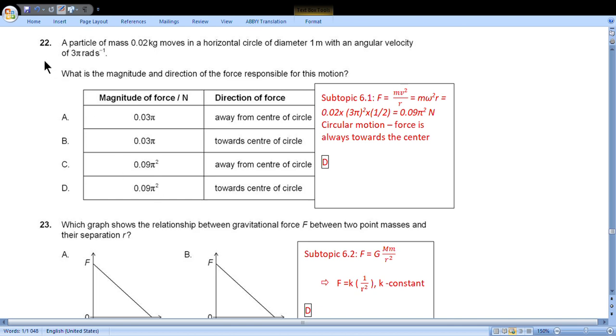A particle of mass 0.02 kg moves in a horizontal circle of diameter 1 with angular velocity 3π radians per second. What is the magnitude and direction of the force responsible for this motion? Subtopic 6.1 gives us the formula for force. Omega is in radians per second, so we get 0.09π² (0.0 p squared), either C or D. Circular motion force is always towards the center, so it is D.